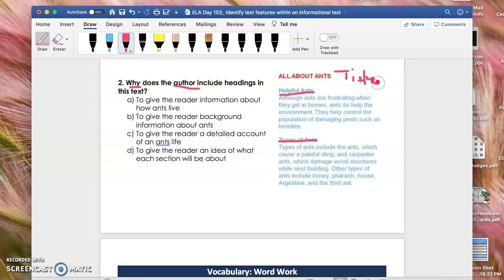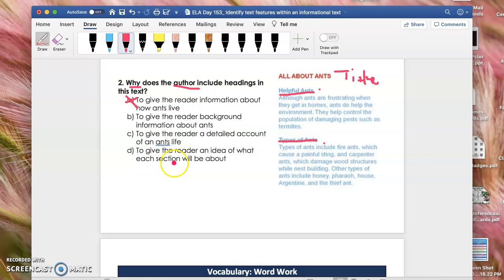Why would an author include the headings? To give the reader information about how ants live, to give the reader background information about ants, to give the reader a detailed account of an ant's life, or to give the reader an idea of what each section will be about. So I'm going to automatically eliminate A because nothing in the text talks about how they live, right? The first heading talks about how they're helpful. The second heading talks about the types of ants.